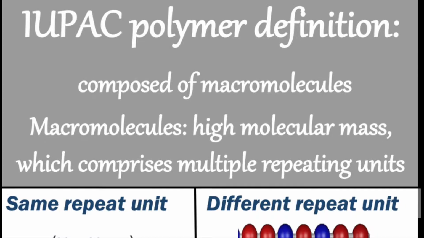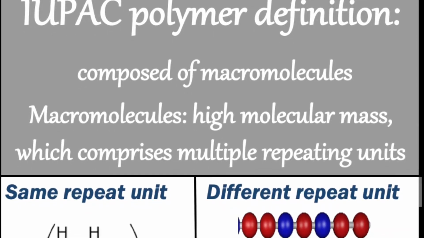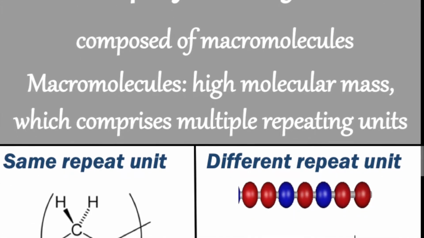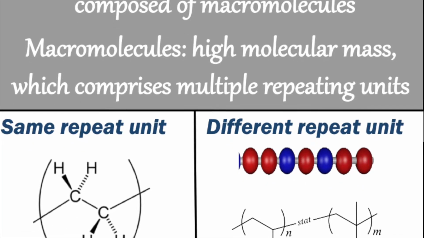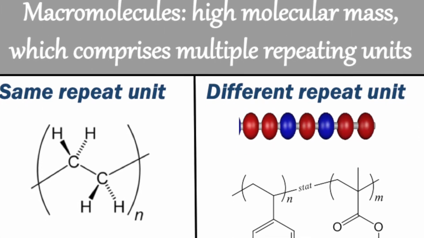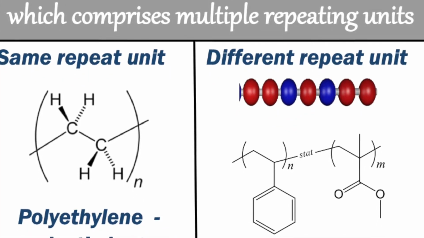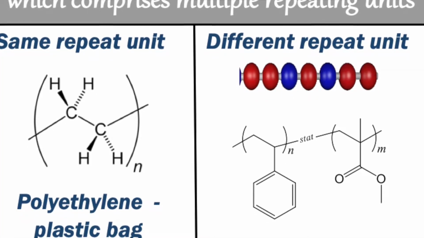So polymers are composed of macromolecules with high molecular weight, and they consist of different repeat units. So I am a member of the IUPAC Polymer Division, and IUPAC looks at the nomenclature of molecules. So in the Polymer Division, we look at the nomenclature of polymers. And what IUPAC says is that a polymer is composed of macromolecules, and these macromolecules are of high molecular mass, comprising multiple repeating units. So you can have polymers where you have all the same repeat units, so in the case of polyethylene, which is used in plastic bags, or you can have polymers where you have a mixture of different repeat units, as you can see on the right.